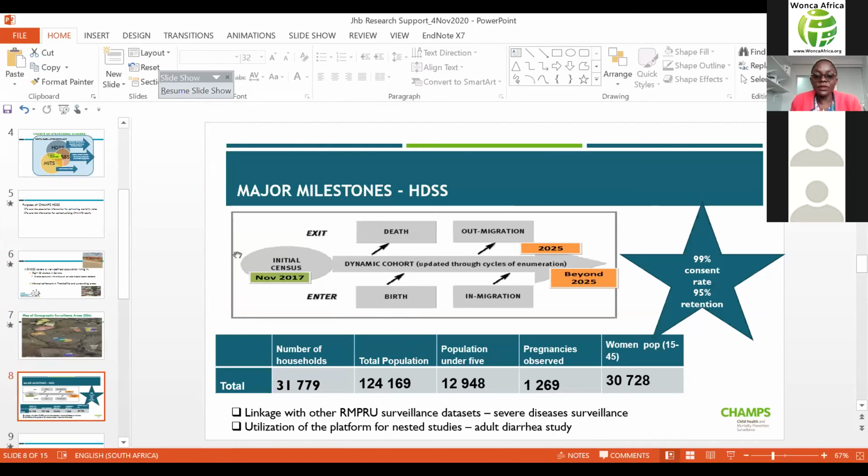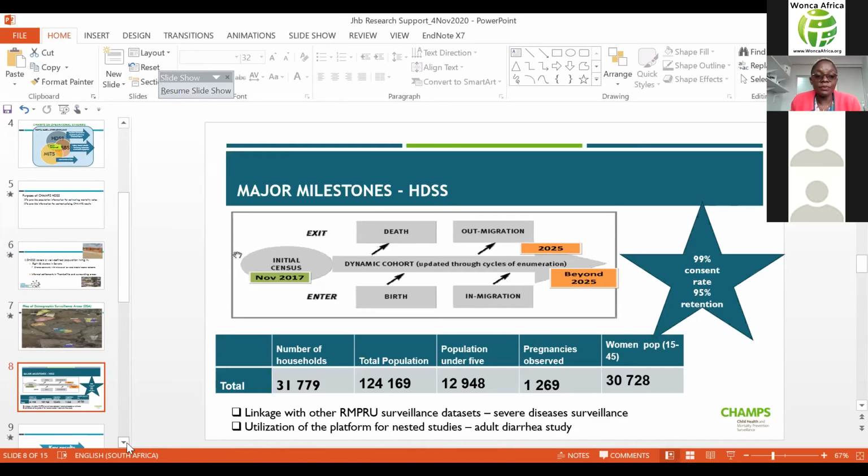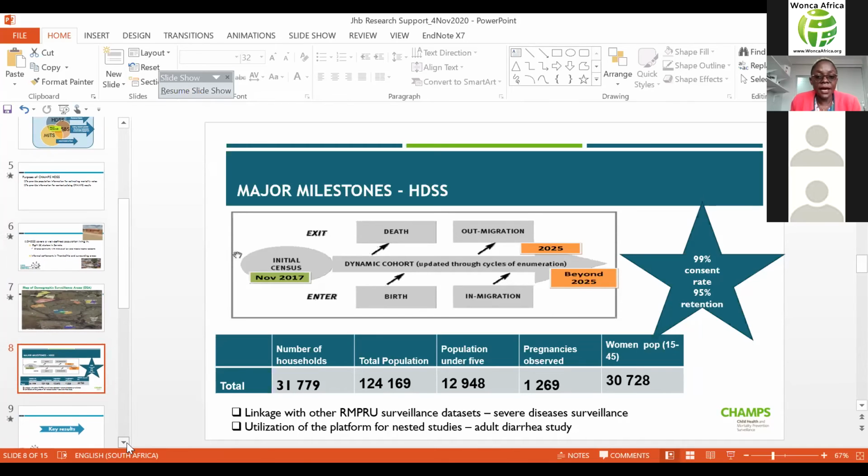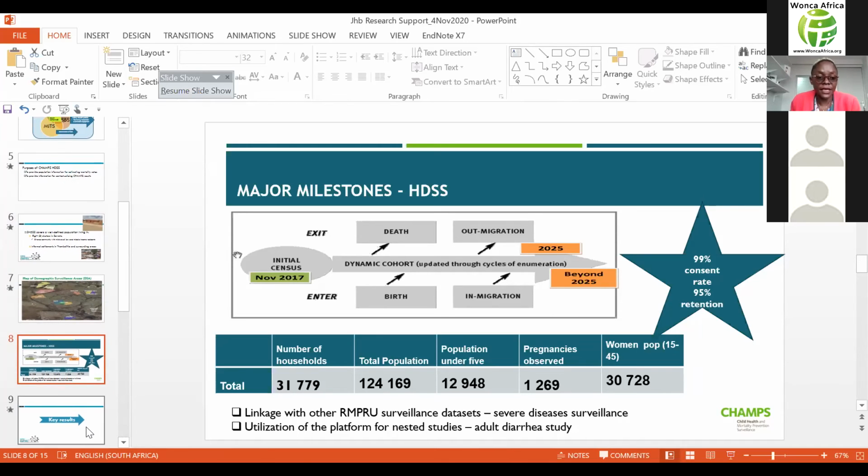In terms of the major milestones that we've managed to achieve so far, we have managed to follow up about 32,000 households from baseline right through to round 5. This includes a total population of just under 125,000 individuals, about 10% of whom are aged less than 5 years. Annually, we observe about 1,300 pregnancies from a total population of 30,000 women who are aged 15 to 45. And worth mentioning is that we do get a number of pregnancies in women aged above 50, as well as some in children that are aged younger than 15 years.